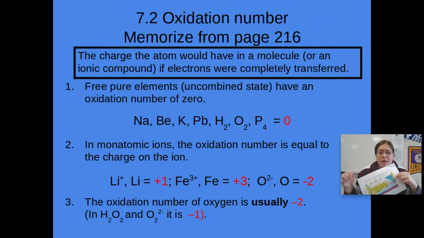Number 3, the oxidation number of oxygen is usually -2. However, very rarely, if you have a peroxide, for example H2O2, or just O2, that is going to have a -1 charge, because it is paired with the hydrogen and it's trying to balance out that hydrogen. So if you have it in any of the peroxides, it will have a -1 charge. Otherwise, if it is not in that O2 state, as a diatomic molecule, it will just have an oxidation number of -2.